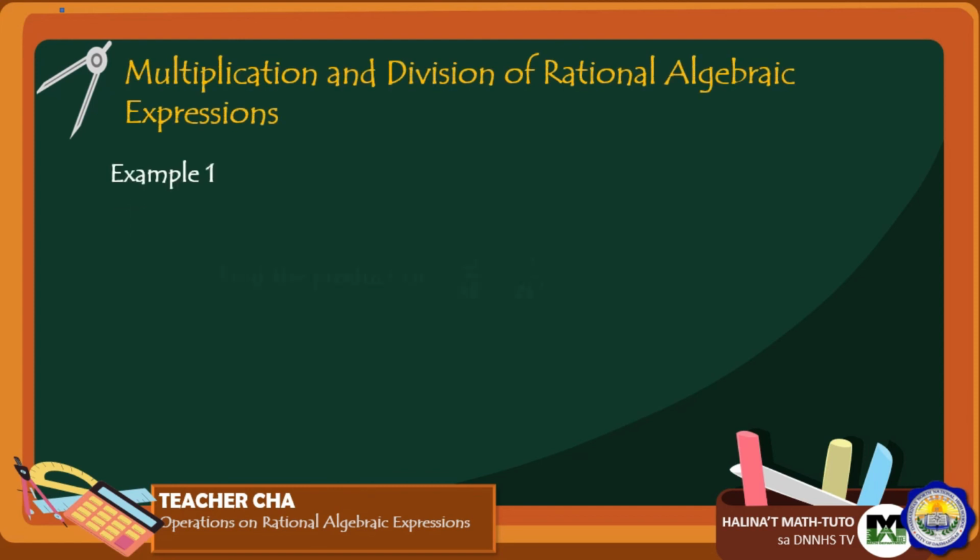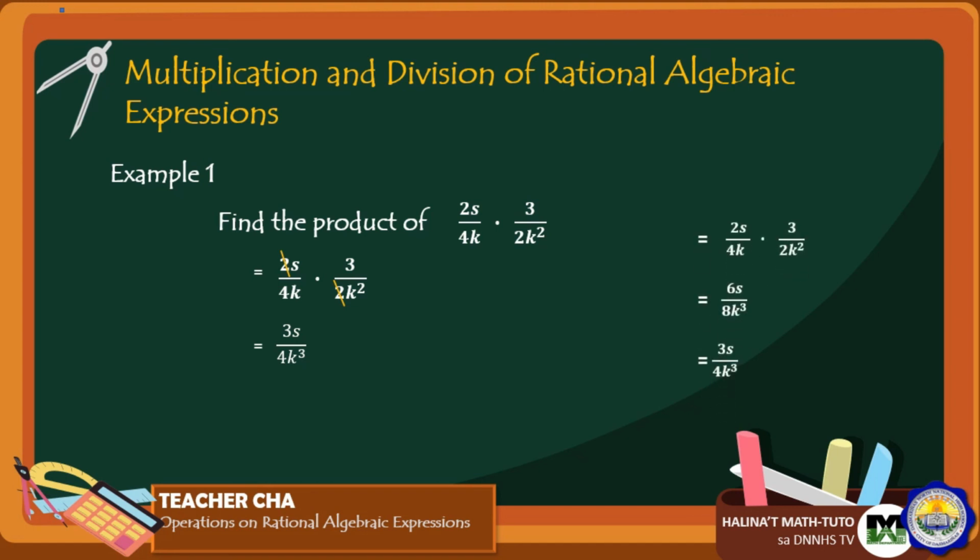Let's have example number 1. Find the product of 2s over 4k times 3 over 2k squared. So 2s over 4k times 3 over 2k squared. Let's use cancellation. Cancel 2 and 2. Okay, so you have now 3 times s, 3s over 4k times k squared is 4k cubed. And that is our final answer.